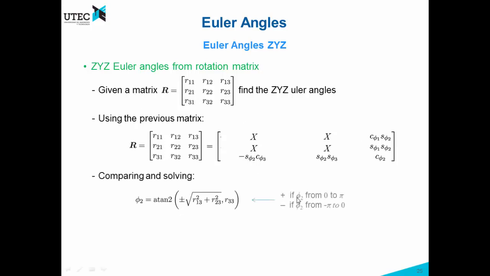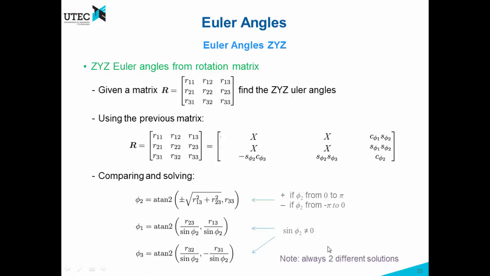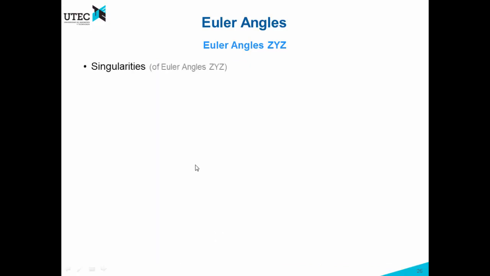Here we can note that if phi2 goes from 0 to pi, then it's a positive sign. If we use the negative sign here, phi2 would go from minus pi to 0. Then we have the elements for phi1, and in this case the sine of phi2 has to be different from 0, and also for phi3. Now look that there are always two different solutions, which correspond to taking this plus or minus sign here. And also this sine has to be always different from 0. So when this is equal to 0, we have a problem, and that problem is called a singularity. So there's a singularity when phi2 equals 0, pi, 2pi, etc.